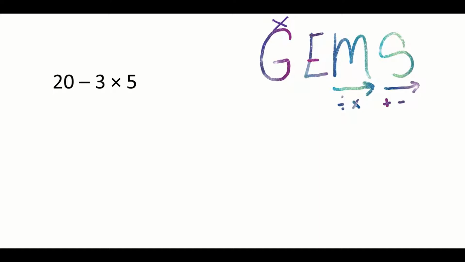E stands for exponents. There. Now I am only looking for multiplication and division. I'm going to look left to right. Alright, so if I start here, I see a subtraction. No, ignoring you. Alright, 3 times 5 comes first.